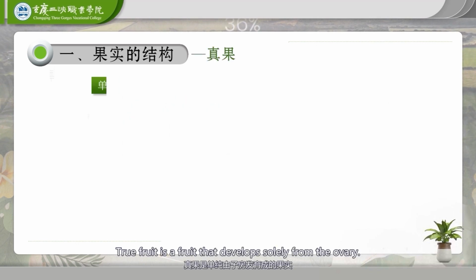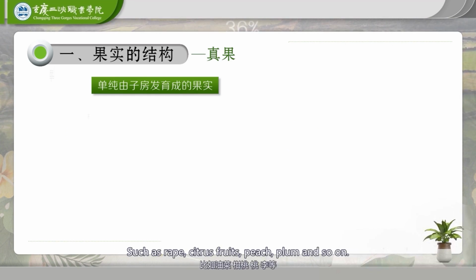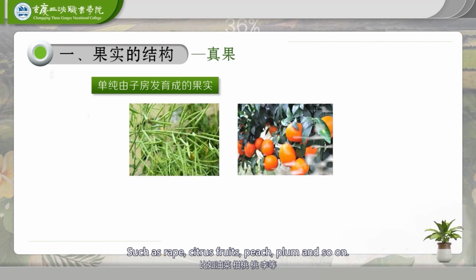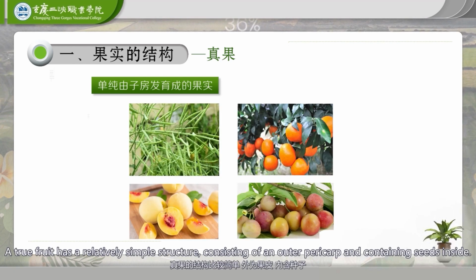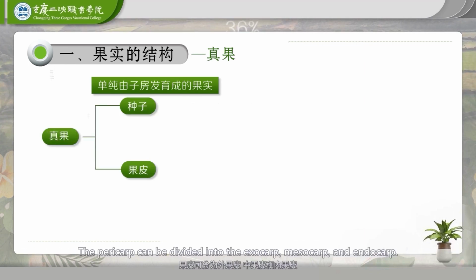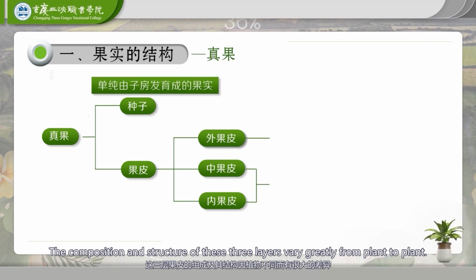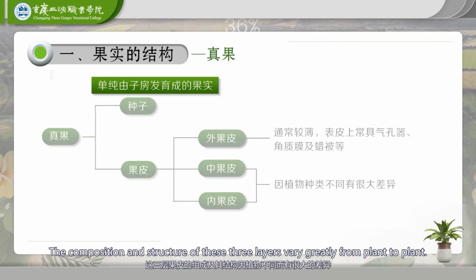True fruit. True fruit is a fruit that develops solely from the ovary, such as rape, citrus fruits, peach, plum, and so on. A true fruit has a relatively simple structure, consisting of an outer pericarp and containing seeds inside. The pericarp can be divided into the exocarp, mesocarp, and endocarp. The composition and structure of these three layers vary greatly from plant to plant.